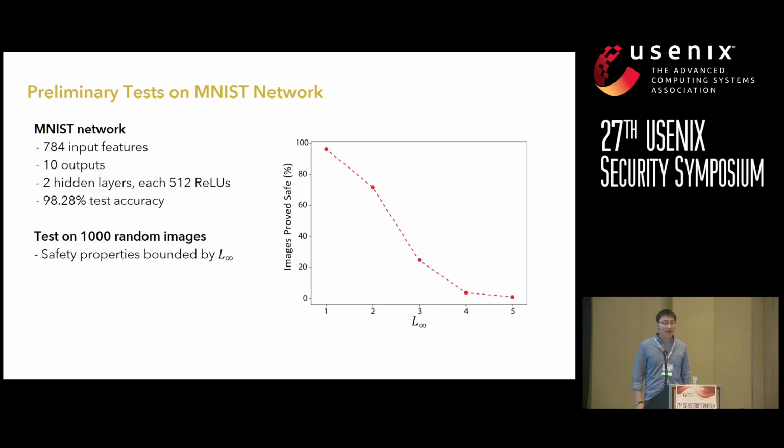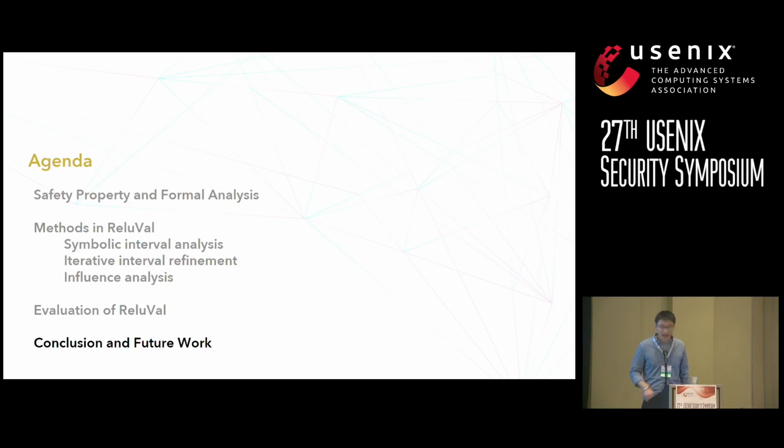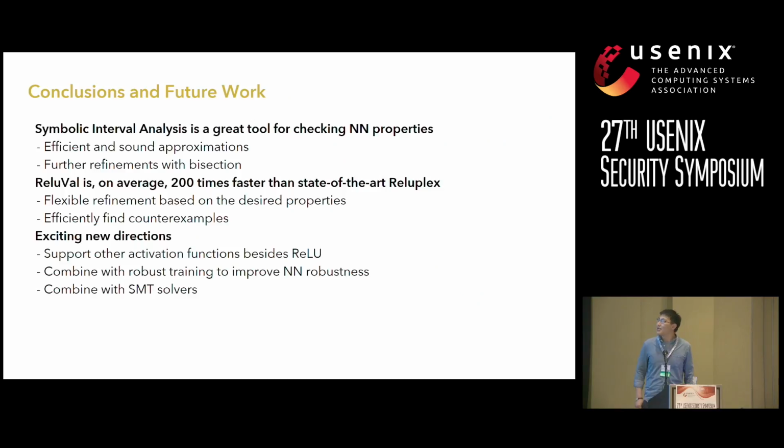And finally, we evaluate ReluVal on an MNIST network, which has achieved decent accuracy. We test on 1,000 random images, each bounded by L infinity norm. If the range is less than 3, then ReluVal is able to verify most of the safe images. However, if the range goes larger, then ReluVal will suffer from high false positive rates and usually times out during the iterative refinement. Okay, finally, we'll summarize a little bit.